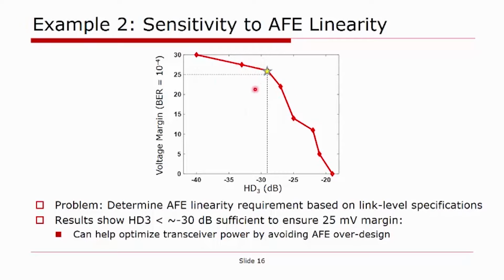And so an analysis like this can help figure out the minimum required linearity spec. In this case, we could convert the overall link level specifications into a block level specification, like the third harmonic distortion for the analog front end, in order to provide a component level specification for the block designer.